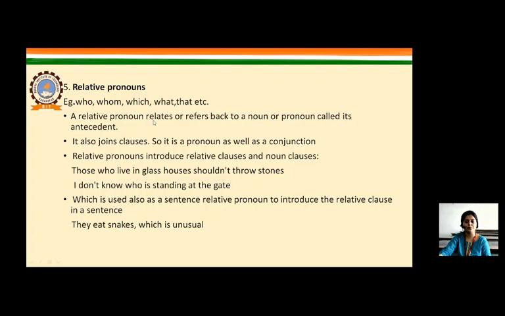Now, a relative pronoun relates or refers back to a noun or pronoun called its antecedent. So, if you want to refer to something that you have already told, maybe you're talking about a house or your newly built house, and first you have told that, okay, this is my house, this is red in color, and then you are telling, this is my house which was built 2 years ago.